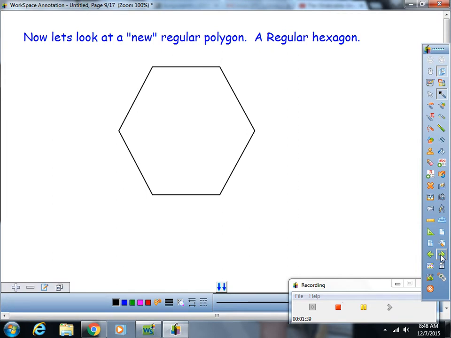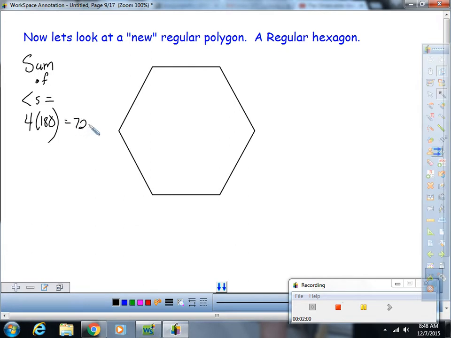How many sides does a hexagon have? So what's the sum of the angles? Well, it's 4 times 180, right? Which is 720. And so if this is a regular hexagon, how are the angles related? They're equal, so how do we find each one? 720 divided by 6, and that is indeed 120. So, what's that make each exterior angle? That makes each exterior angle 60.